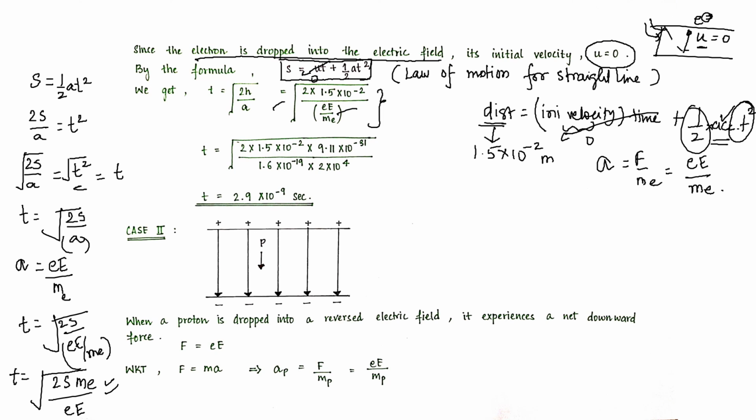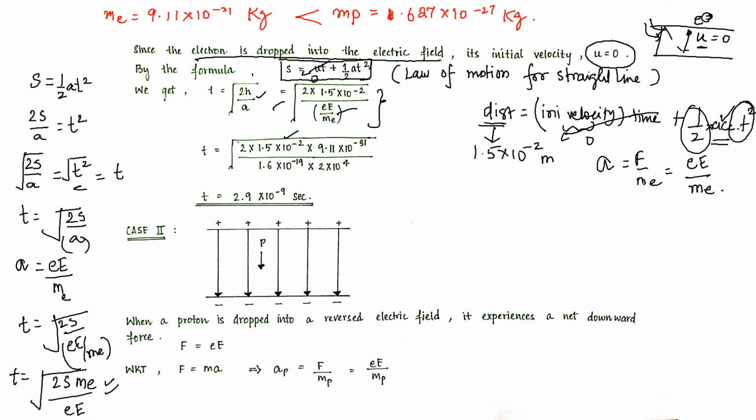Okay, so this is what we are getting, and this is the formula. Now we are writing up all the given values. Here h is 1.5 × 10^-2. Mass of electron is 9.11 × 10^-31 kg, and mass of proton is given as 1.627 × 10^-27 kg. So here which mass is greater? Mass of proton is greater than mass of electron.